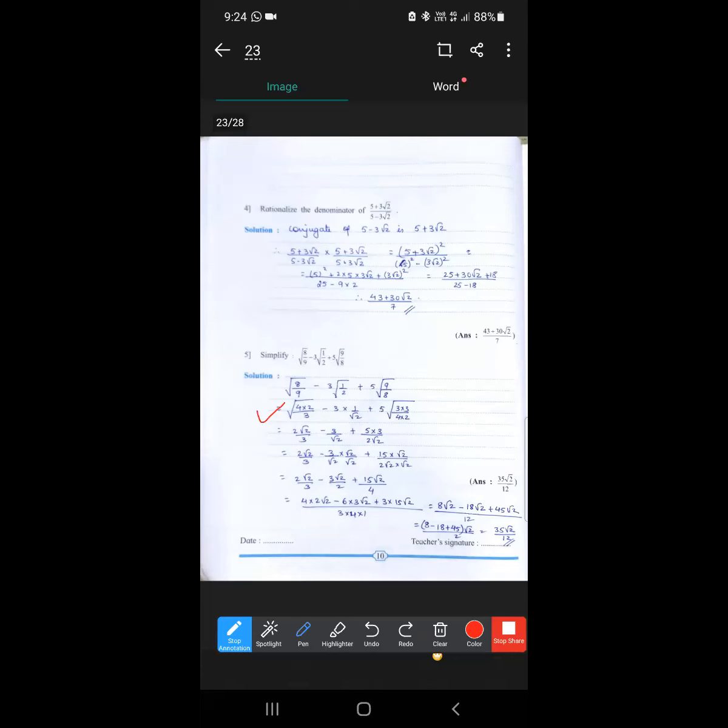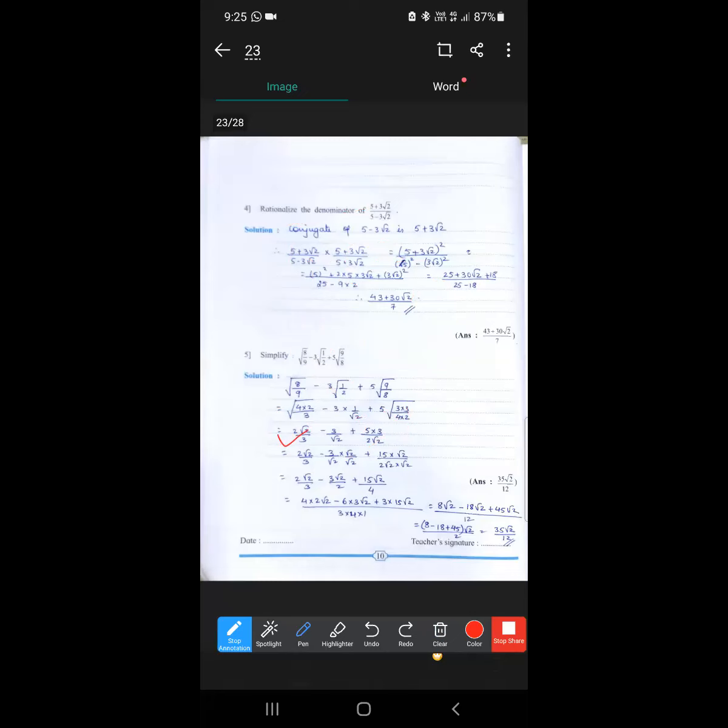So if I simplify, see here, 4 into 2, so root 4 into root 2. If I separate this, root 4 is 2, and here this is root 2 as it is. So in this step: minus 3 into 1 as it is, 3 upon root 2, plus 5 into 3 upon 2 root 2. This is the third step.